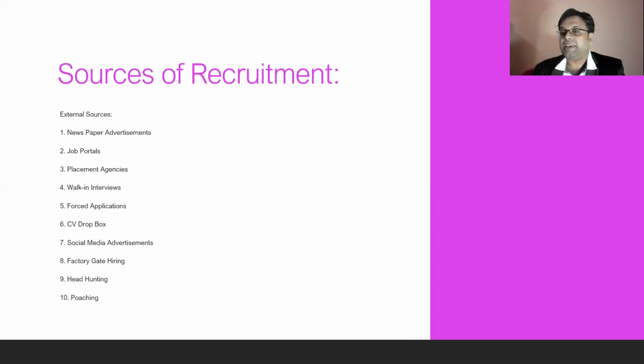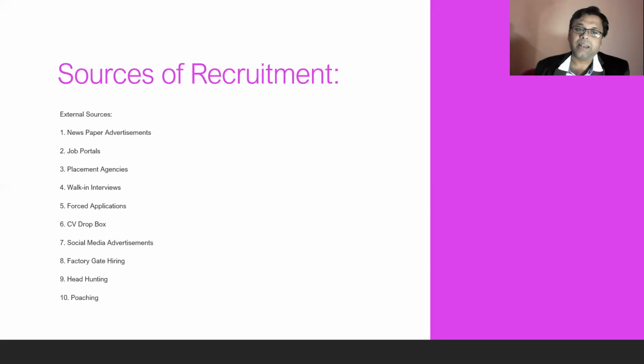Next one is the forced application. Forced application means if you are interested to work with Accenture, but you are not seeing any advertisement for Accenture, what you can do, you can get into the website of Accenture and go to the career section of the website and you can submit your CV. And trust me, HR is going to store your CV. Whenever there is a requirement based on your qualifications and experience, they are going to call you up. Okay, so that is called forced application. That means the company has not given an advertisement, but the prospective employees can apply directly.